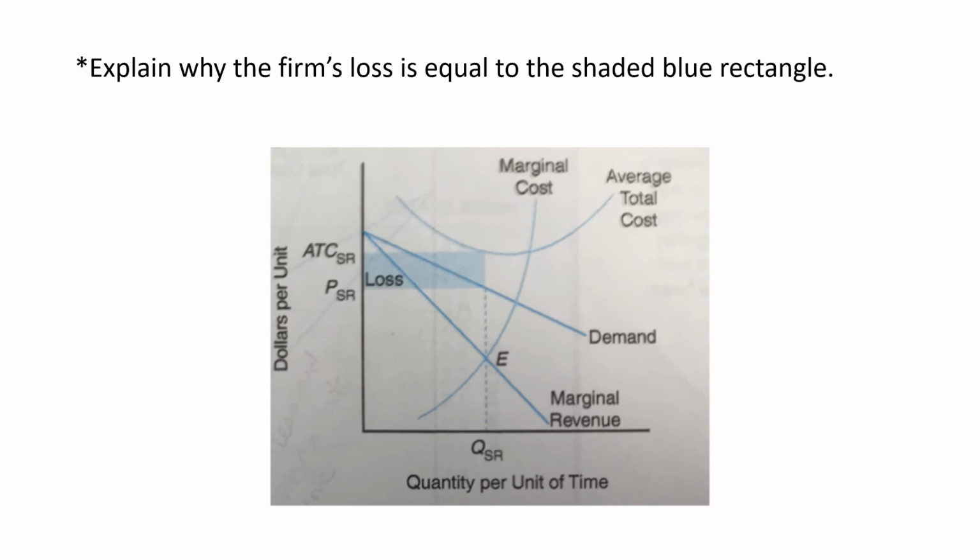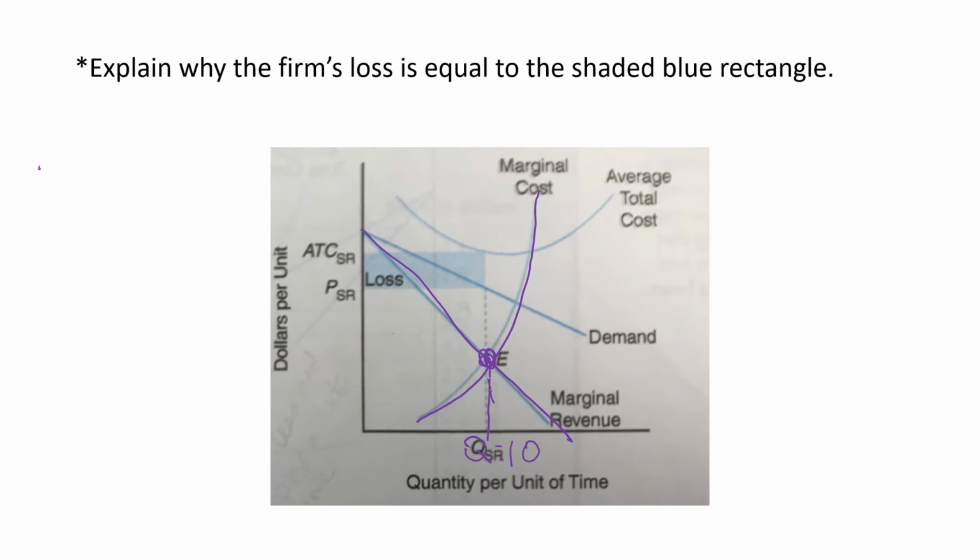So explain why the firm's loss is equal to the shaded blue rectangle. So again, first thing, the profit maximizing point is where marginal revenue equals marginal cost. Here's marginal cost, here's marginal revenue. So this is the point at which we will produce Q. All right. So let's give that a number. We'll do 10 again, just because. Okay, so we're going to produce 10. We need to figure out, what is that going to cost us to produce, and how much revenue will we get from that.